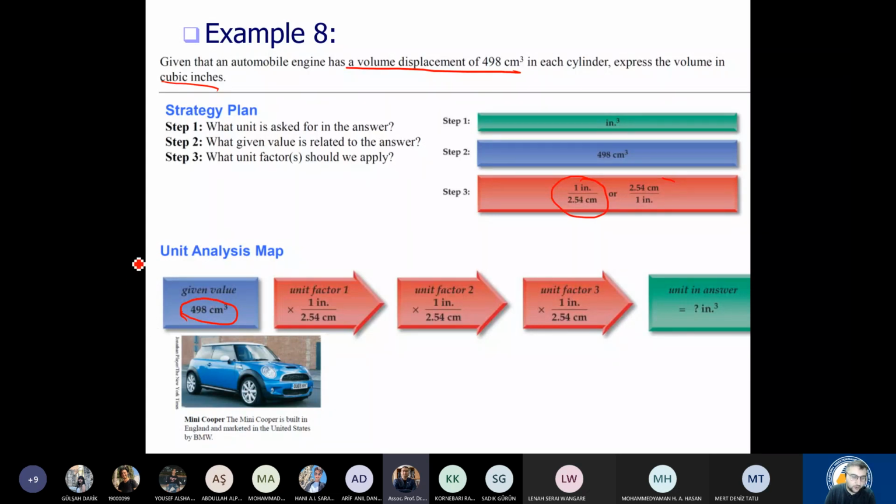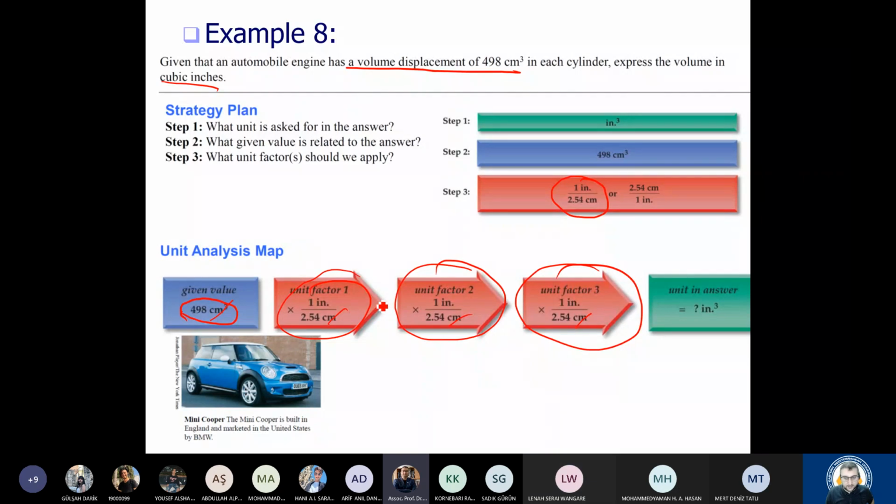But this is cube. So if there is a cube, you must multiply three times. So you write 1 inch over 2.54 centimeter, multiply 1 inch over 2.54 centimeter times 1 inch over 2.54 centimeter. Now you can see that centimeter times centimeter becomes centimeter cube. So centimeters cancel each other and it is converted to inch cube.